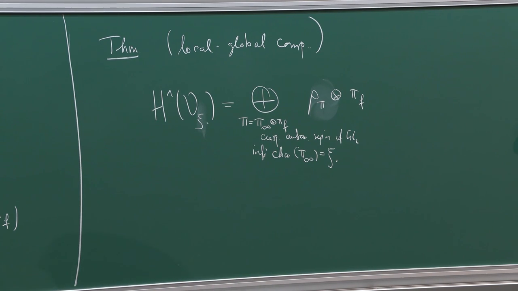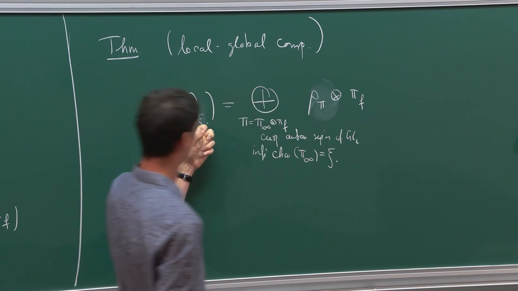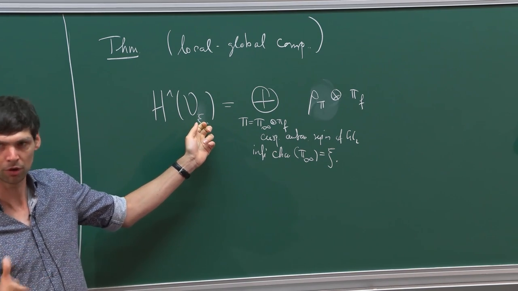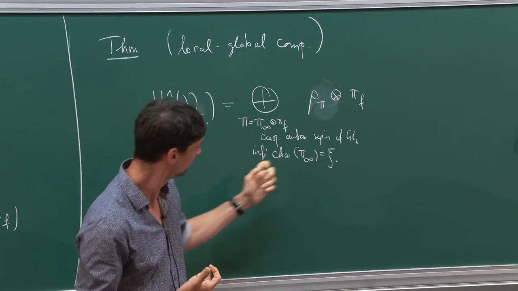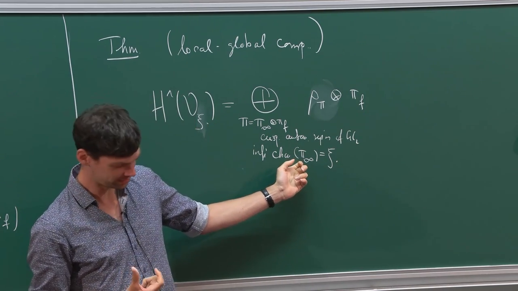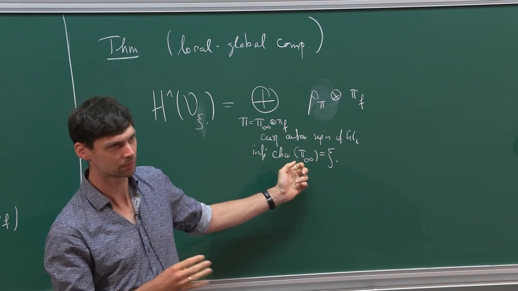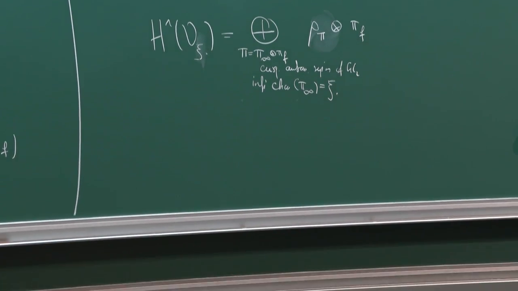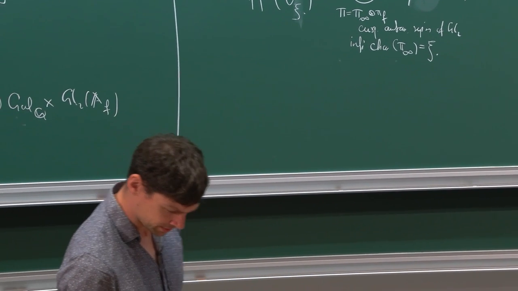So that's supposed to be xi. Okay? Well, if xi is trivial, so if you consider constant coefficients, and you maybe prefer modular forms instead of automorphic representations, then this condition on the infinitesimal character just tells you that you look at modular forms of weight 2. Okay, so that's nothing too scary. Okay, so that's local-global compatibility.